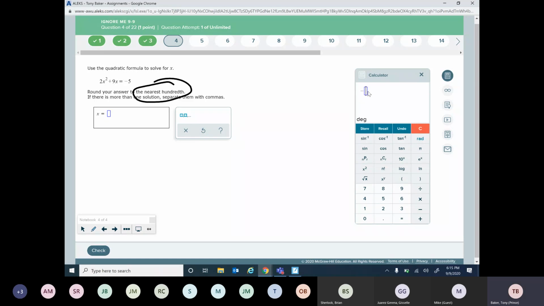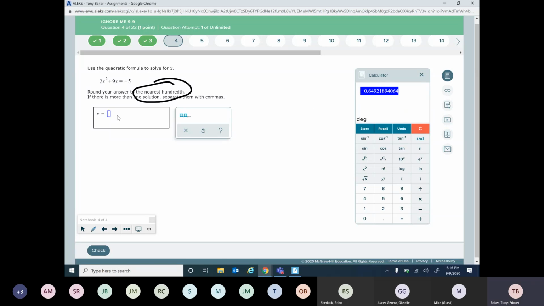So we can do negative b, which is negative 9, and then plus the square root of 9 squared minus 4 times 2 times 5, and then highlight it all, divided by 2 times 2. And it'll give you your answer.